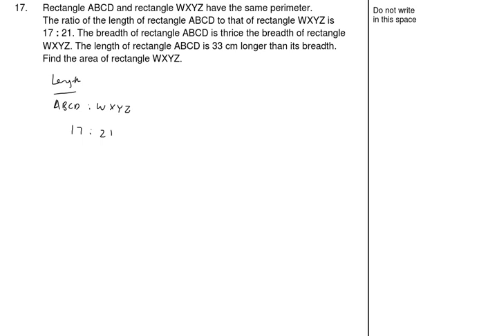Right? For the breadth, we know that the breadth of ABCD is thrice. That means 3 times, right? As much as WXYZ. So it's 3 is to 1. Anyone has any problem so far? Simple interpretation. Okay. Now we know that one of them we need to consider as units. One part. The other one as parts.